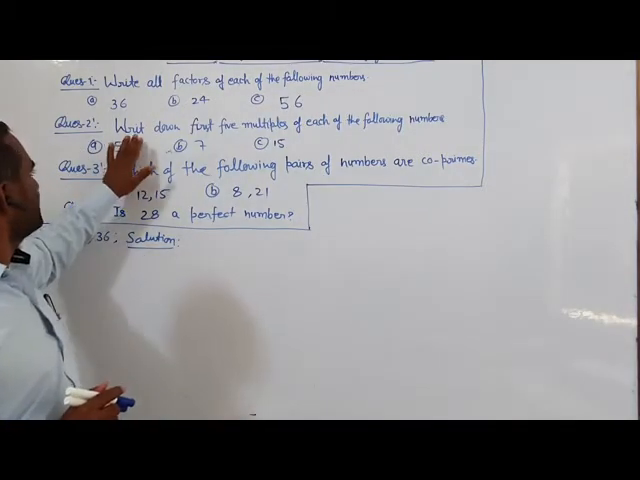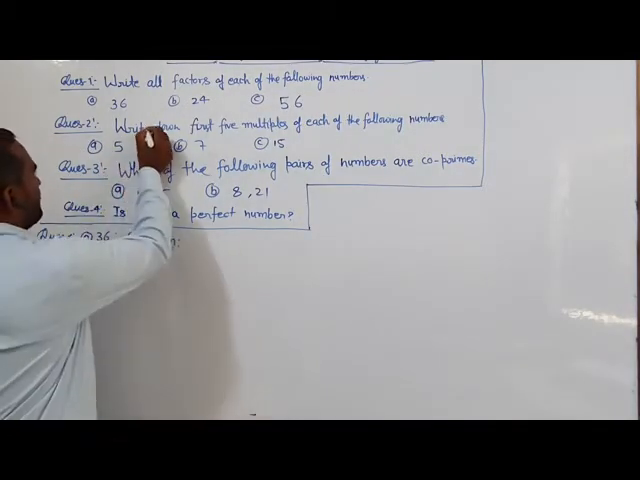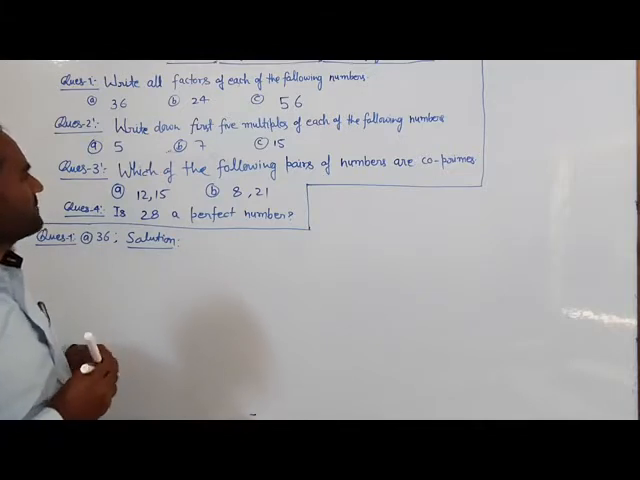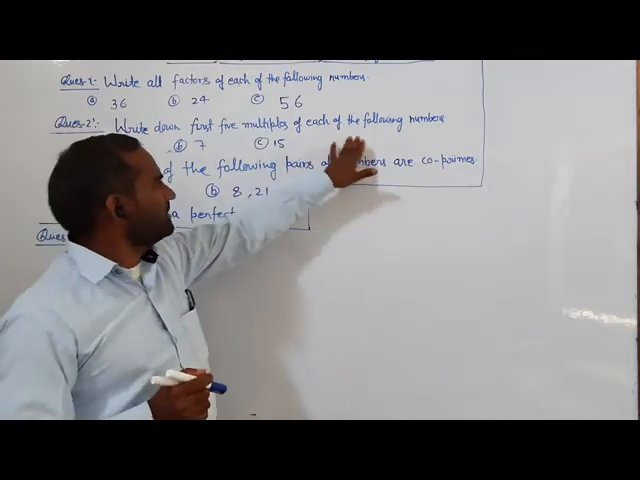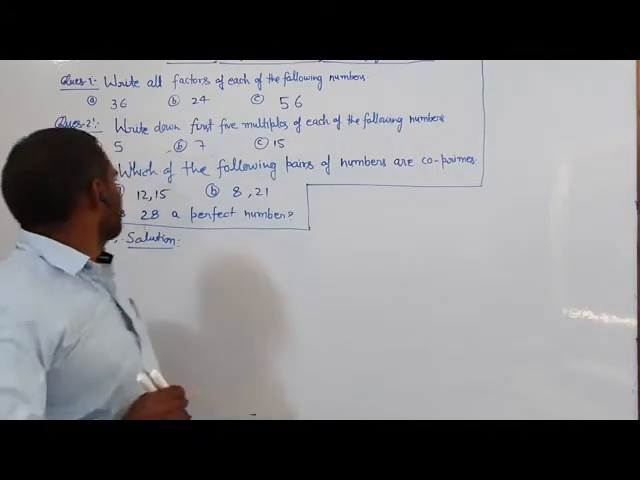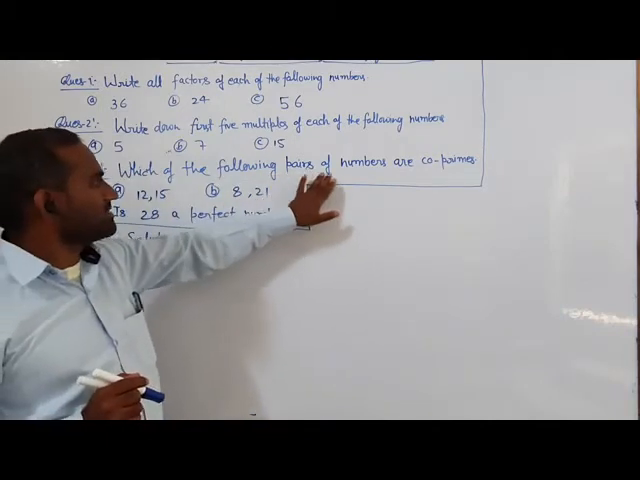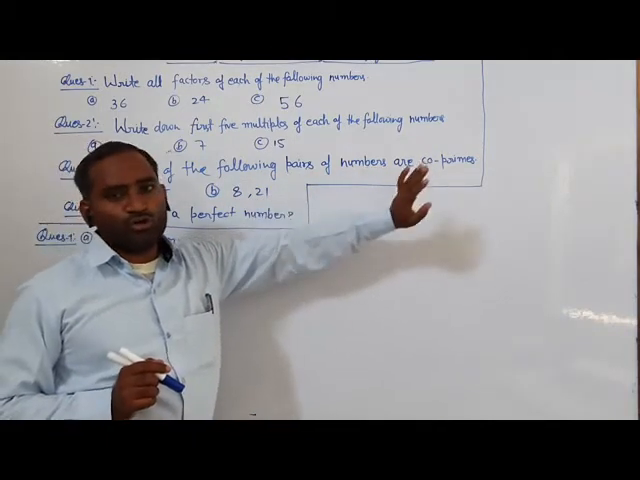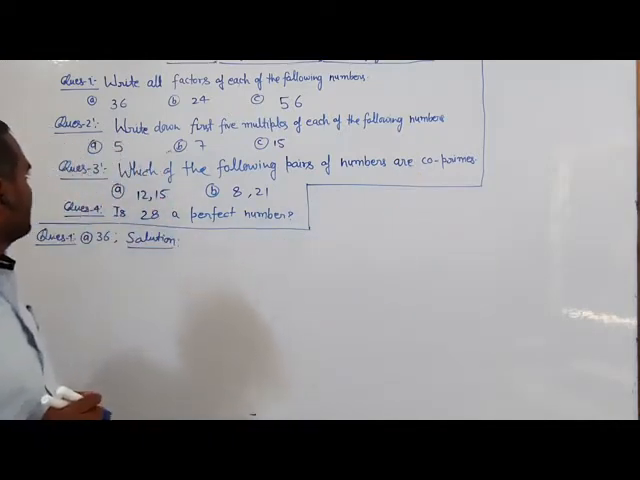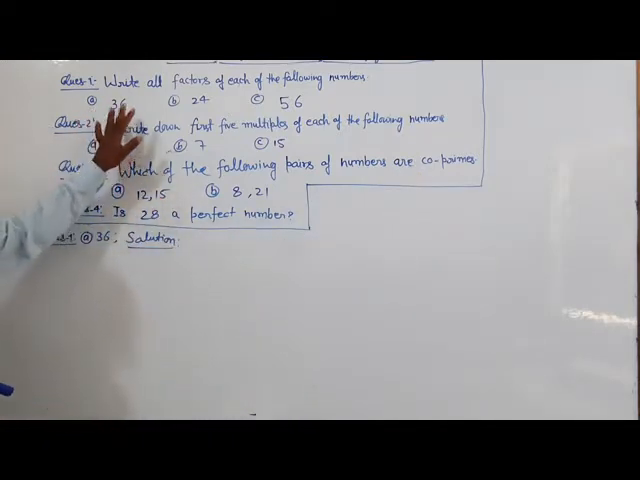And the second question is: write down the first 5 multiples of each of the following numbers. The third question is: which of the following pairs of numbers are co-primes. So let's start from question number one.